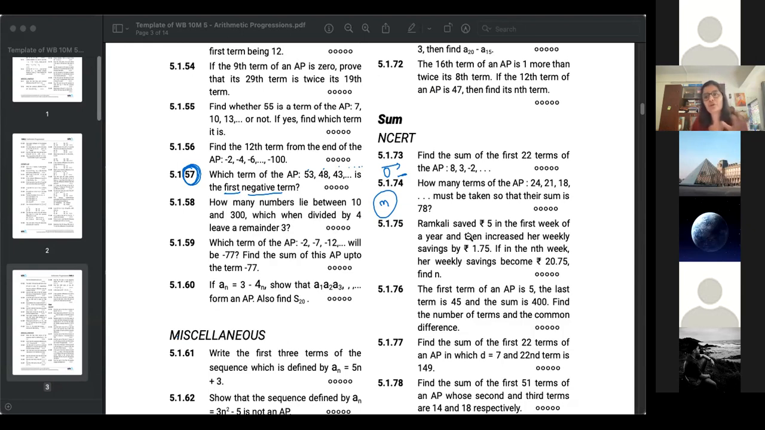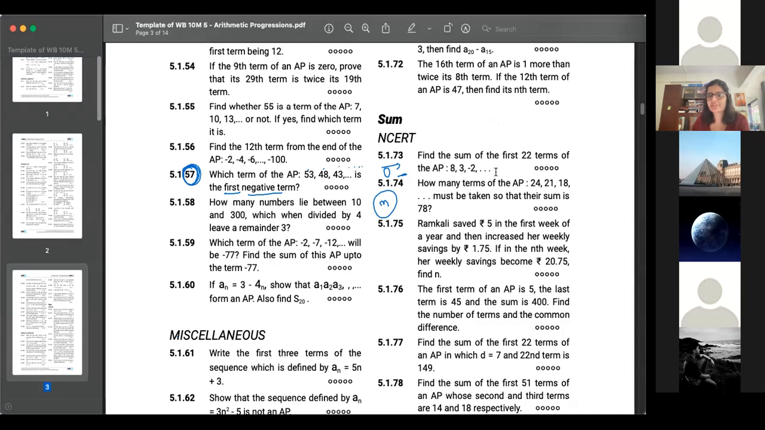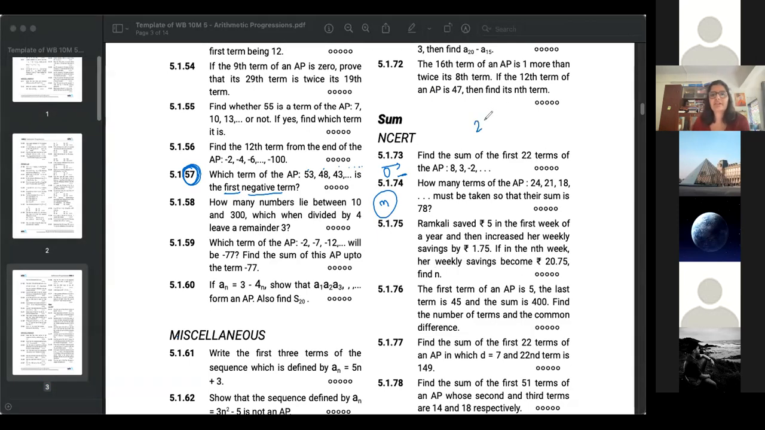So you can also equate it to 0, and you will not get a natural number if 0 is not part of the AP, but at least it'll give you an idea of which term it is. Like if you get 24.5, then you know that 0 is a term which is coming after the 24th term, which means the next negative term after 0 is going to be the 25th term. So you can figure it out that way.